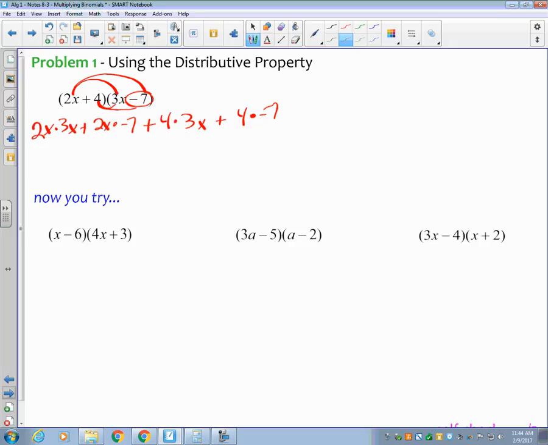Okay, well, let's go ahead and simplify those down. 2x times 3x is 6x squared. 2x times negative 7 is negative 14x. 4 times 3x is 12x. 4 times negative 7 is negative 28. And then let's combine those two x terms in the middle. Negative 14x plus 12x is minus 2x.